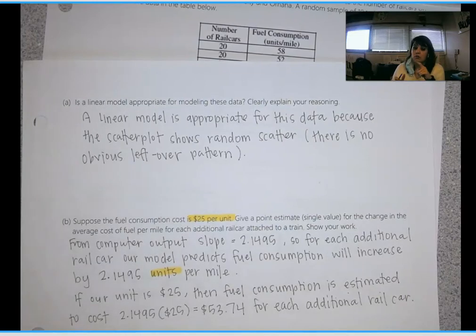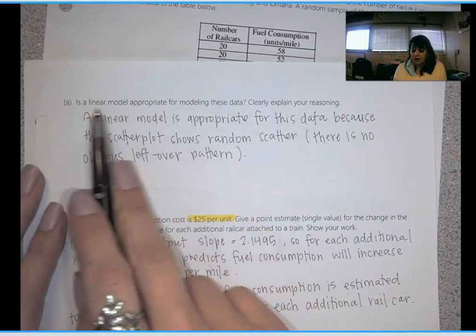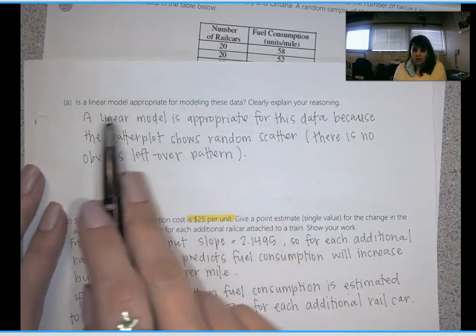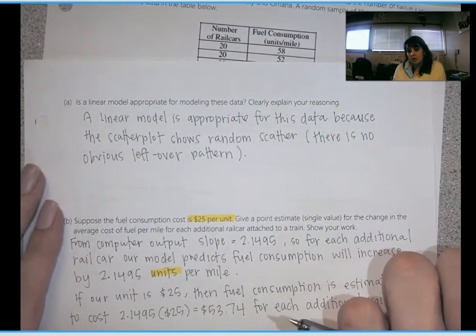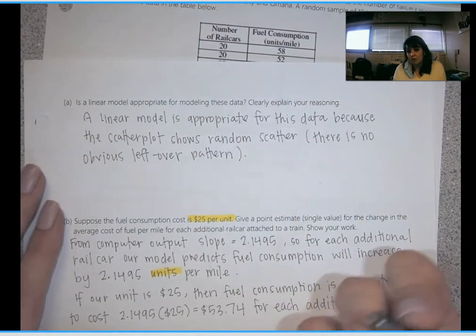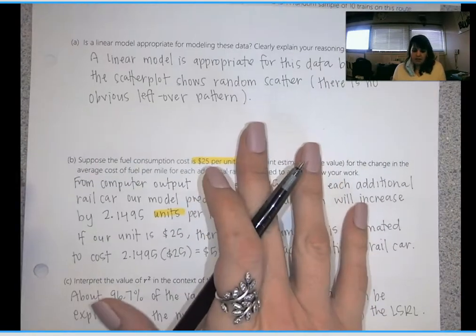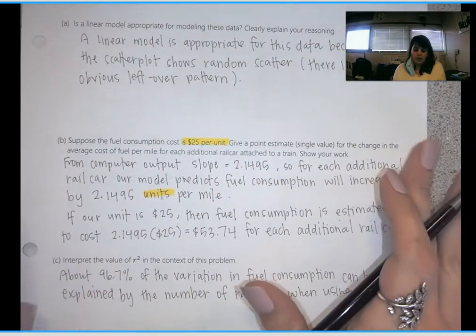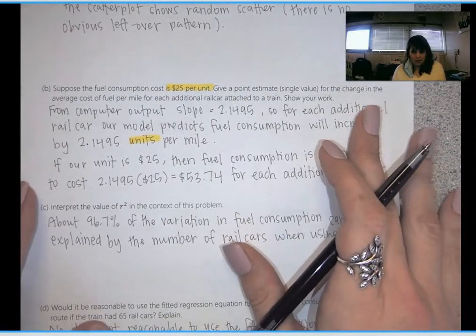You want to make sure that you are using the words residual plot and either random scatter or no obvious leftover pattern. Also, make sure that you're addressing the question they're asking. Is a linear model appropriate? Yes, a linear model is appropriate. You want to rephrase as much as you can or repeat the prompt as much as you can, so remember to. Okay, B is the challenging question in this set of problems. If B was tough, that's okay.